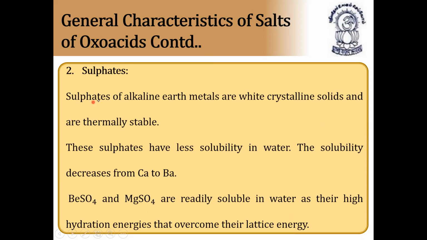Sulfates. Sulfates of alkaline earth metals are white crystalline solids and are thermally stable. These sulfates have less solubility in water. The solubility decreases from calcium to barium. Beryllium sulfate and magnesium sulfate are readily soluble in water as their hydration energies overcome their lattice energy. So the solubility decreases with the increase in atomic number, that is, from calcium to barium.